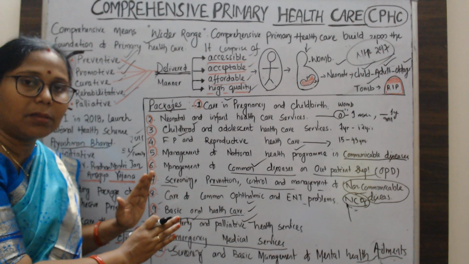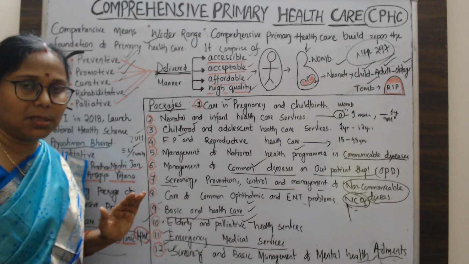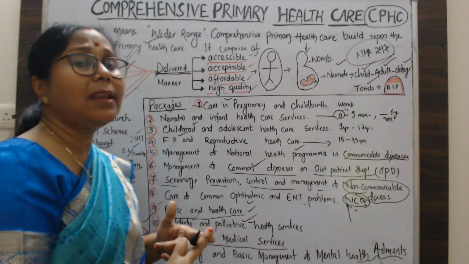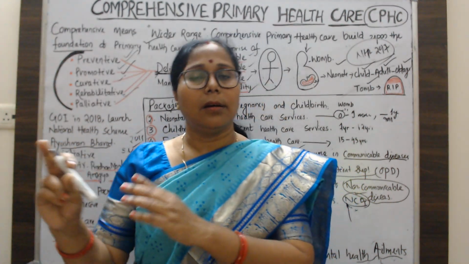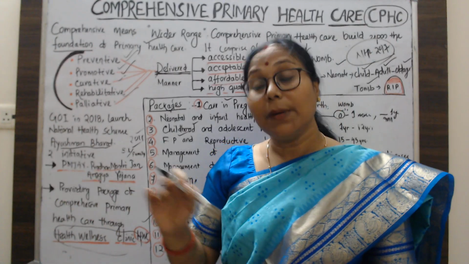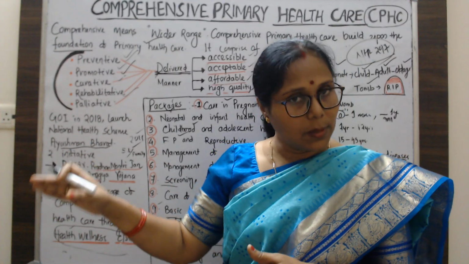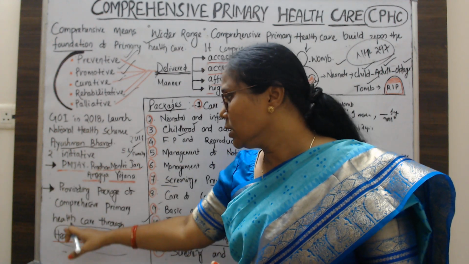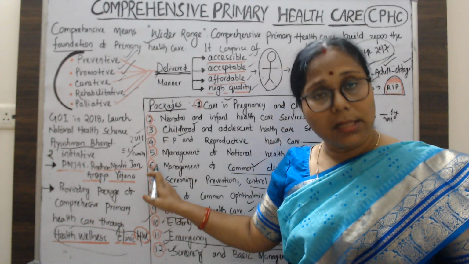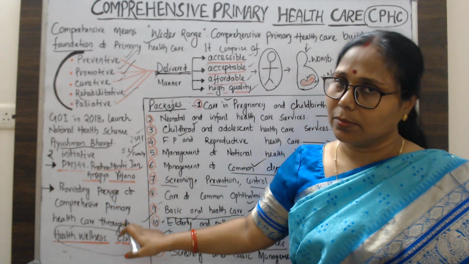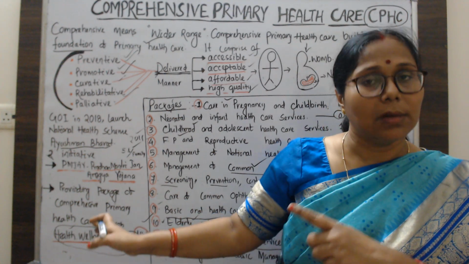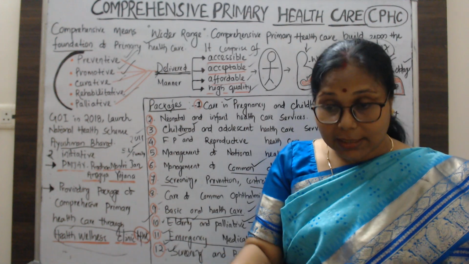After that, if the person needs more health services, any secondary or tertiary level of health services, there they can also get around 5 lakhs of cashless treatment in hospitalization, but they should be under the Ayushman Bharat scheme. So these are the two initiatives of the government under Ayushman Yojana. First one, the Pradhan Mantri Jan Arogya Yojana, and second one, providing the package of comprehensive primary health care through the platform of health and wellness centers, that is, the selective sub-center.